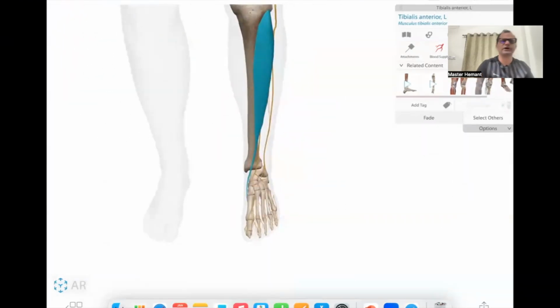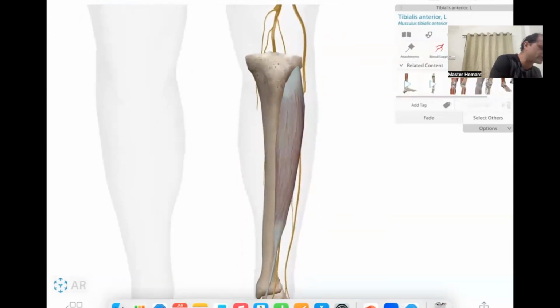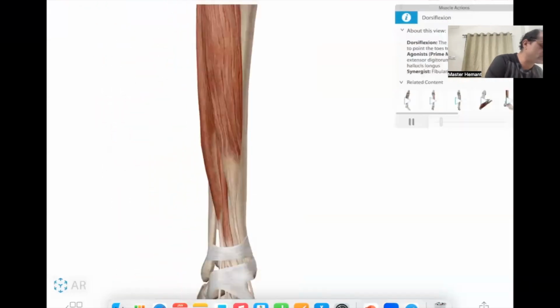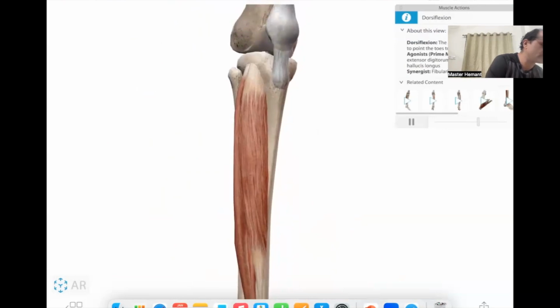And this has a connection with the lumbar 4 vertebra. Okay, we can see how this muscle is passing from here, lumbar 4 vertebra. So we need to check the strength of this muscle, right?